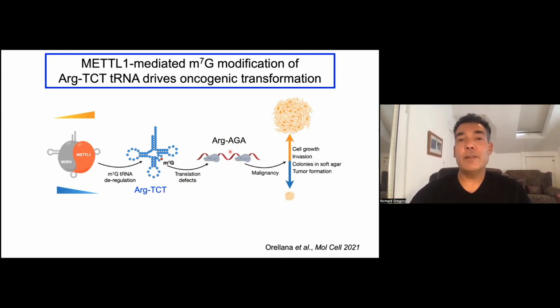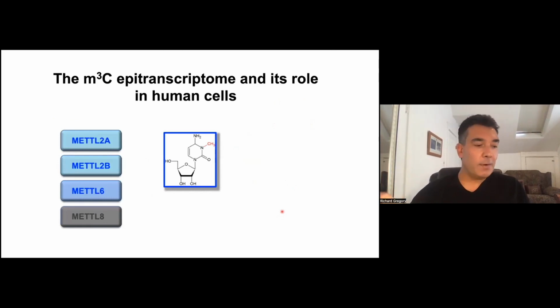And these codons are not randomly distributed throughout the transcriptome, but they're rather enriched in certain subsets of mRNAs that include cell cycle and growth promoting genes. And so this is the model that we proposed and recently published about the role of MEDAL1 in cancer. Okay, so I'm going to move on now to the second part of the talk. This is talking about M3C.